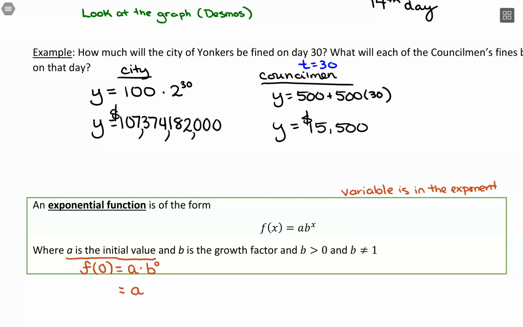And then our other piece is the growth factor, b. It has to be more than 0, and it can't equal 1. Because if you put 1 right there, as you can imagine, if you have 1 with any exponent, it's just 1, and then it doesn't really do anything. So we'll talk more about the growth factor in future videos and kind of interpreting it. But there's our introduction to our exponential functions.